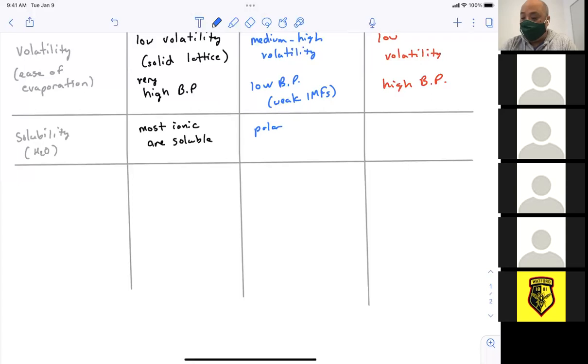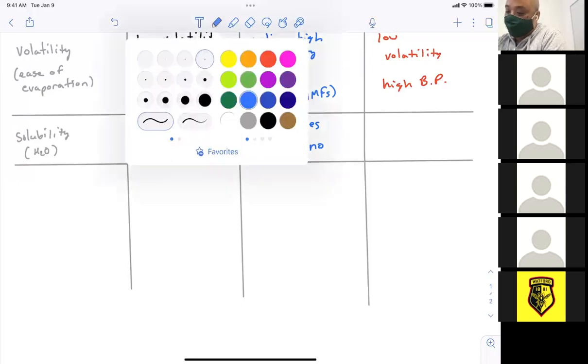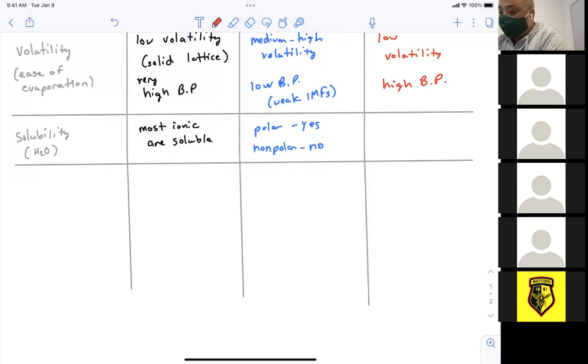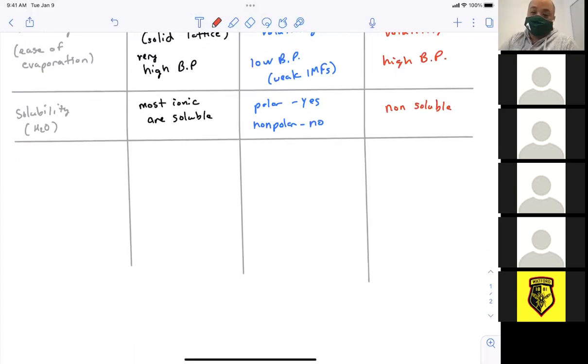In covalent bonding, polar molecules, yes. Non-polar, no. Because water is a polar molecule, so it interacts with other polar molecules and dissolves them, or mixes with them, but they don't interact with non-polar molecules. So like oils and stuff like that are non-polar, they're not soluble in water. So there's a mixture here. Metals, I'm also going to say non-soluble. Thankfully, metals don't dissolve in water. They might react with water, but they don't dissolve in water.